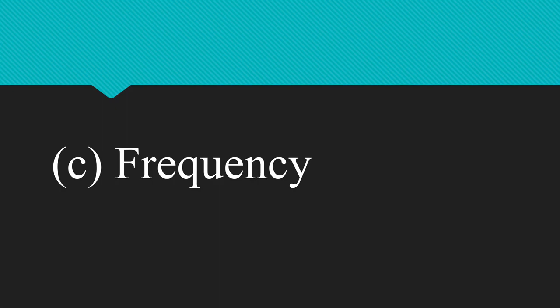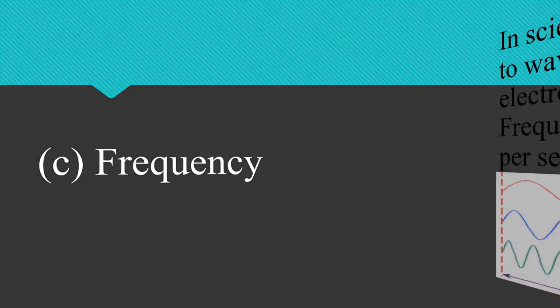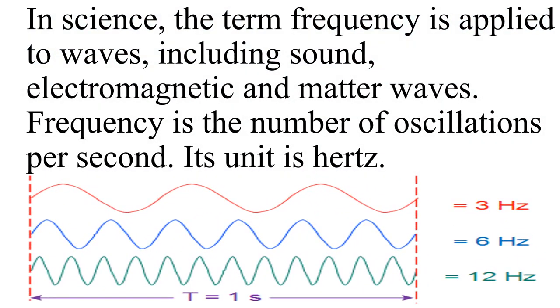Term C is frequency. In science, the term frequency is applied to waves, including sound, electromagnetic, and matter waves. Frequency is the number of oscillations per second. Its unit is hertz. In the diagram below, we have three different types of waves. One which is drawn in red color, another in blue color, and the last one in green color.